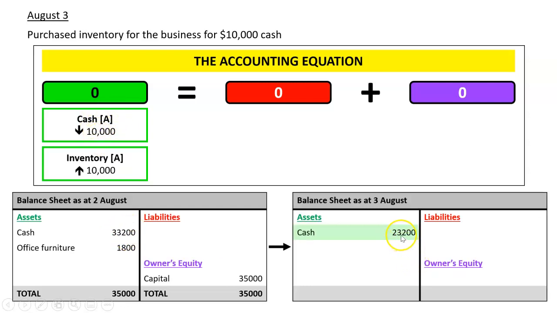So that'll be 23,200. Okay, nothing happened to the office furniture. That's going to go in as it was. But now we've got another asset called inventory of 10,000. Nothing happened to liabilities, and there was none there the day before. Capital stayed the same. So now if we balance this out, we total up all the assets, we get 35,000. We total up the equity side, and we get 35,000. Double entry rules are fulfilled.